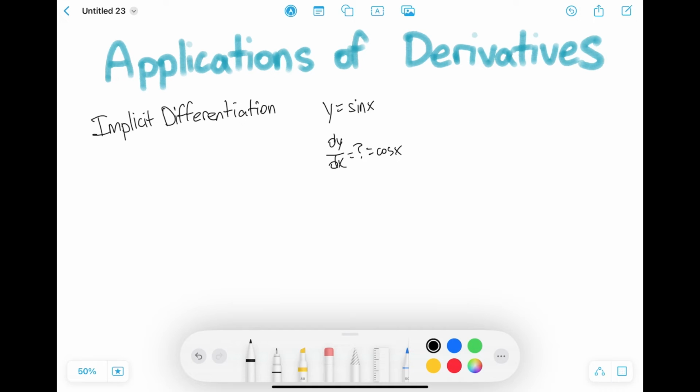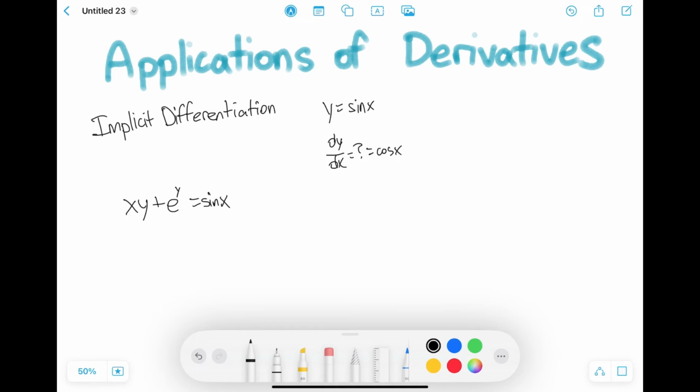But the issue is, what if we have this different equation, xy plus e to the y is equal to sine x, right? Let's say we have this equation here. Now, the issue with this, I'm going to rewrite this y because it looks like a 4. The issue with this is that we don't really have an easy way to represent y in terms of x. We probably could, but it'd take a lot of really weird functions.